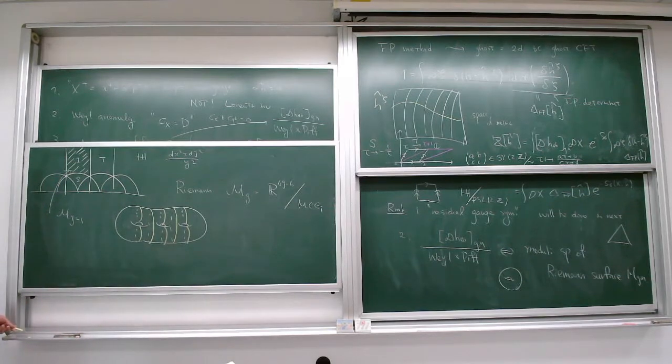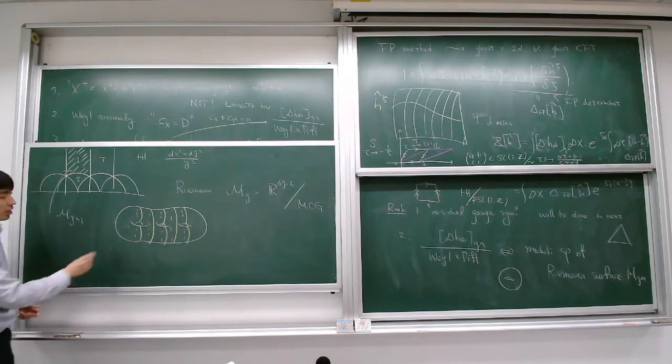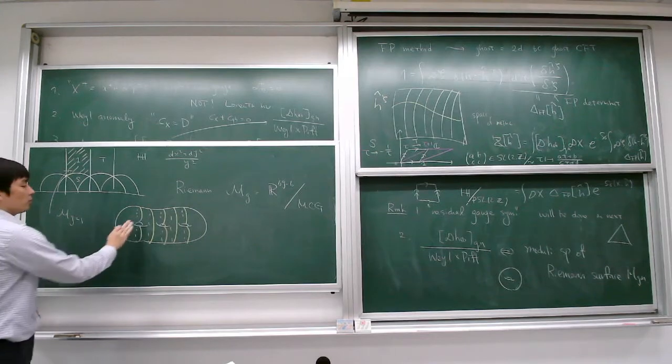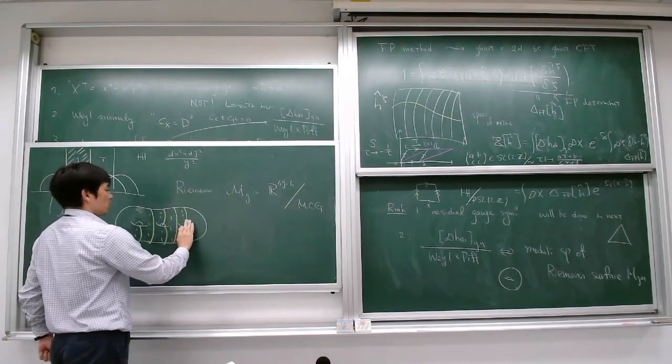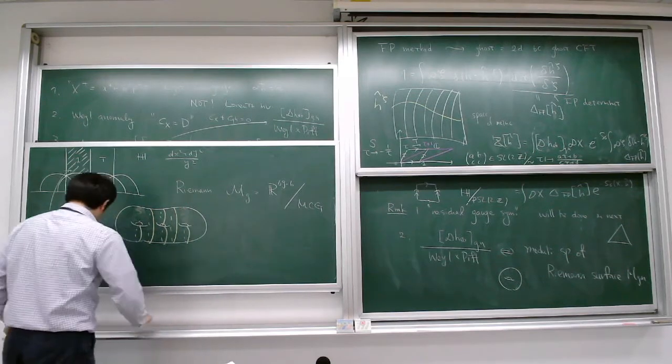Okay, so if you cut along the yellow line, oh my goodness, I think I made a mistake. Where did I make a mistake? The question is, yeah, so I don't need this one. And also I don't need this one.